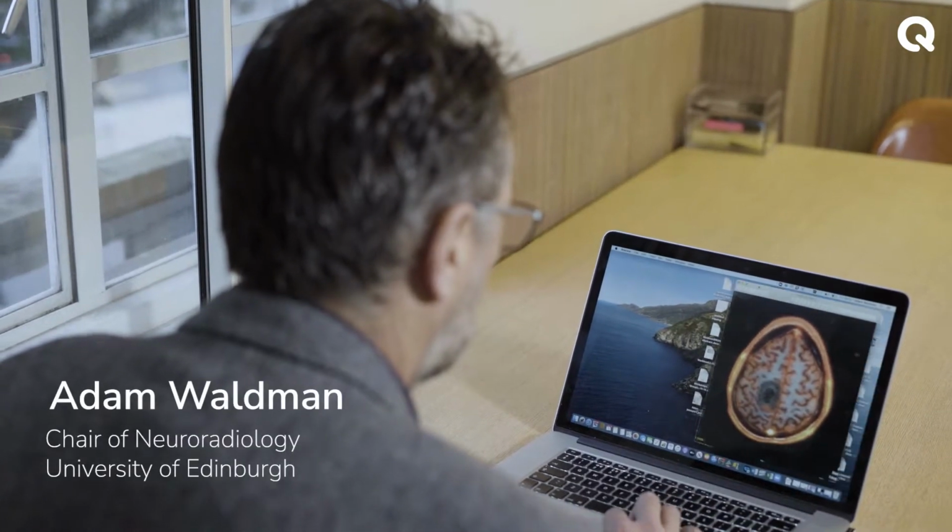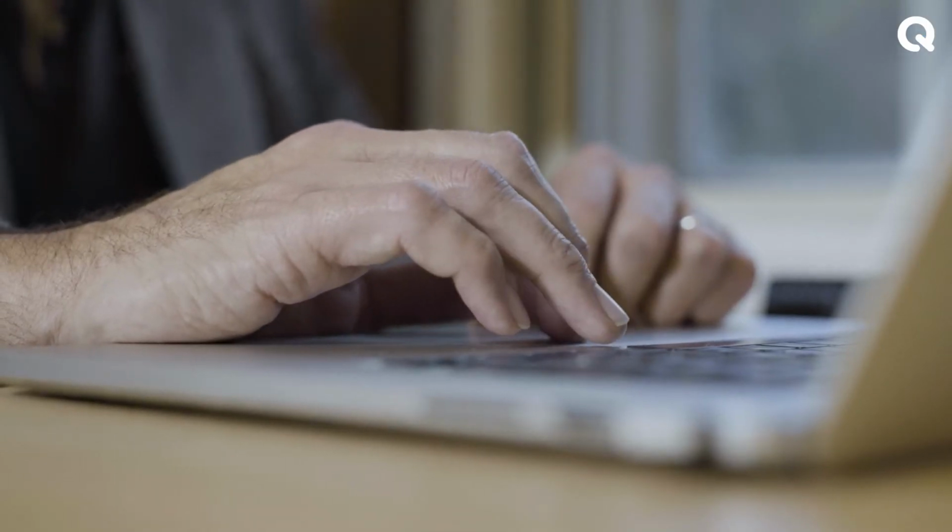I'm Adam Waldman, I'm Professor of Neuro-Radiology at the University of Edinburgh. My main interests are in quantitative neuroimaging, and I lead groups working on brain tumours, neuro-oncology, and in neuroinflammatory disease, particularly multiple sclerosis.